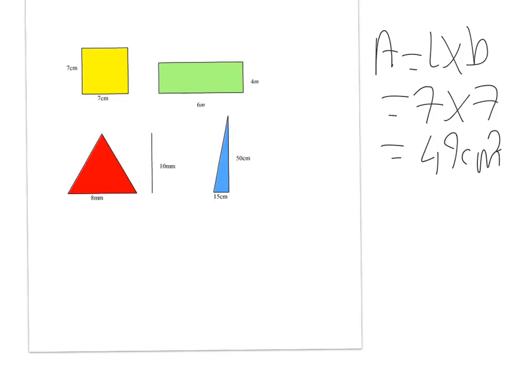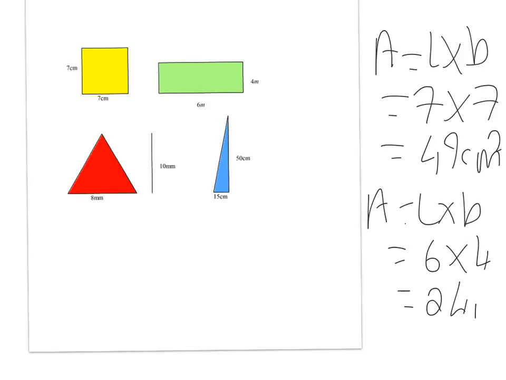Okay, right. Second one, same kind of thing for a rectangle. It's length times breadth again for a rectangle. We've got 6 is the length, 4 is the breadth. Doesn't matter what order you put them round, to be honest. Okay, 6 times 4 is 24, so it's 24 metres squared this time. Okay, and that is our answers for the first two. Fairly straightforward. I'm sure you're all finding this very easy.